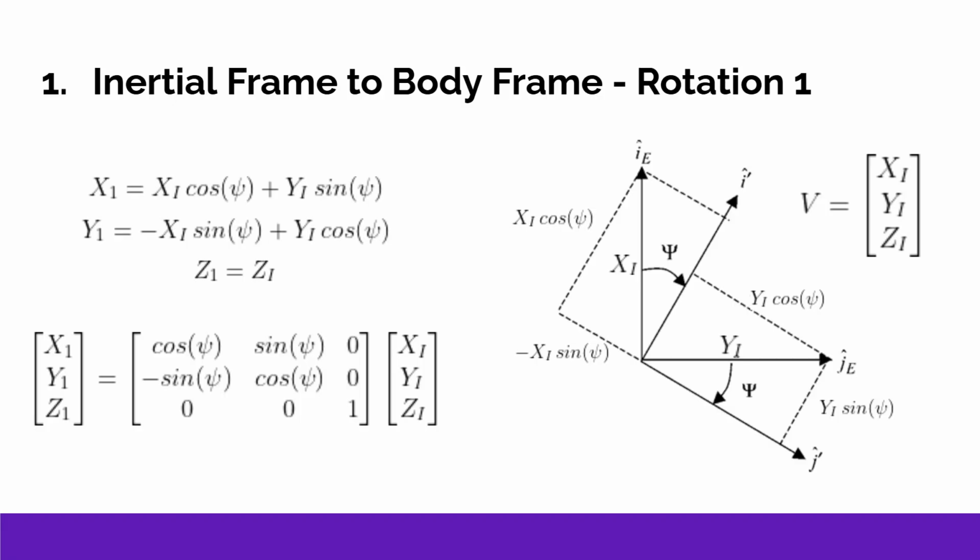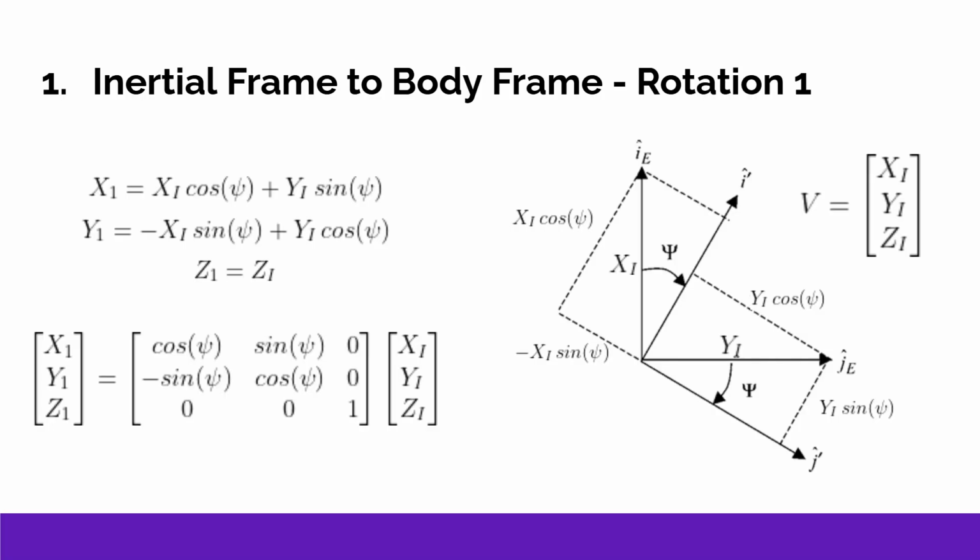So we're going to start with the airframe materialized by i_E and j_E, and we're going to rotate that by an angle psi or yaw angle to yield our first intermediate frame, and that is materialized by i prime and j prime. So we have a vector v expressed in the inertial frame and defined by its components x_I, y_I, and z_I, and what we need to do is to project these components onto the new frame, that is both x_I and y_I onto i prime, and both y_I and x_I onto j prime.